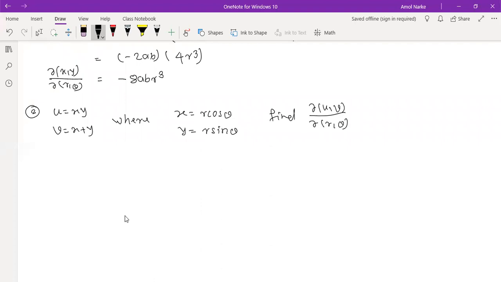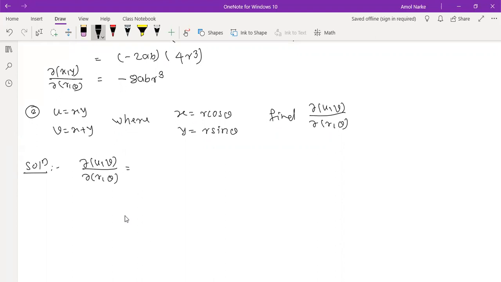Again, tell me directly, what is the formula for the Jacobian of u comma v with respect to r and theta? You directly write down u with respect to r, v with respect to theta. For that purpose, you need to substitute the value of x here and the value of y here, and then you will get that product and you will get the answer. No problem. But here we are solving by using the chain rule. You can solve this way also.